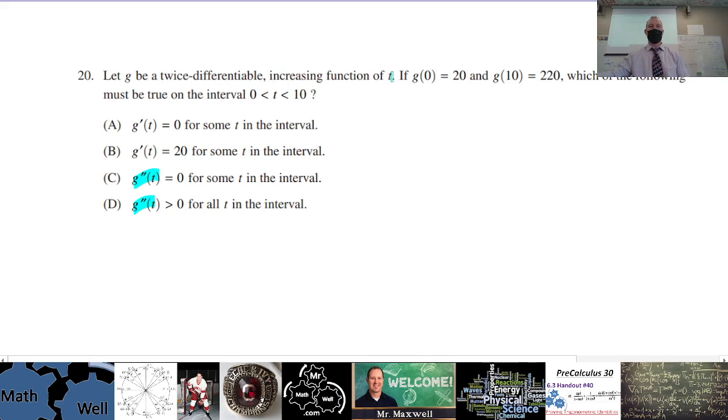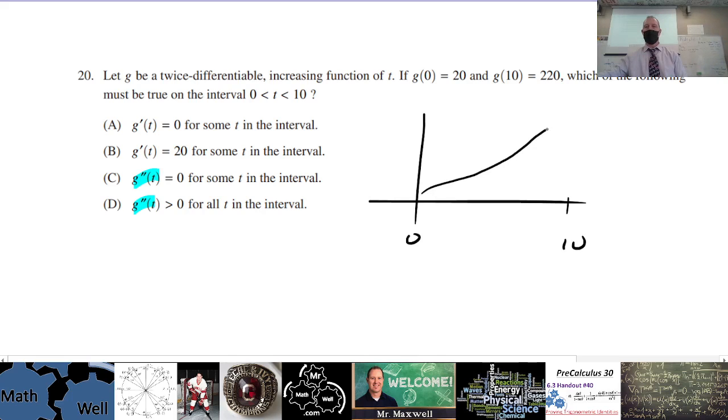It's increasing on t. It's an increasing function of t. So t is increasing. It's always moving up. Okay, so being that it's differentiable would mean that it's continuous as well. So it's continuous, it's differentiable, and it's always increasing. From 0 to 10, it's always increasing in some fashion. So go ahead, talk it out. What must be true here? A, B, C, or D?